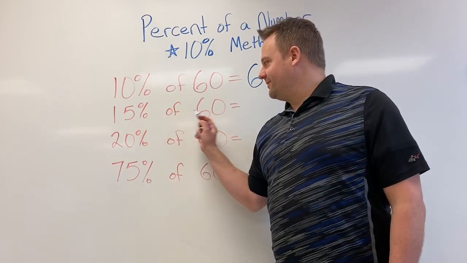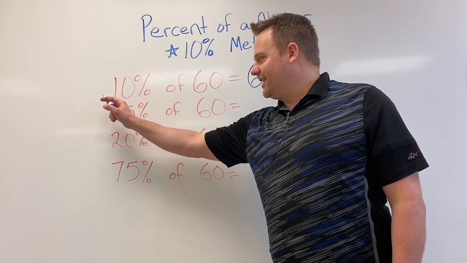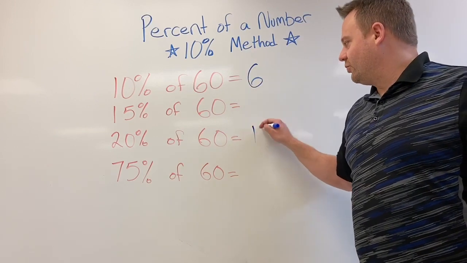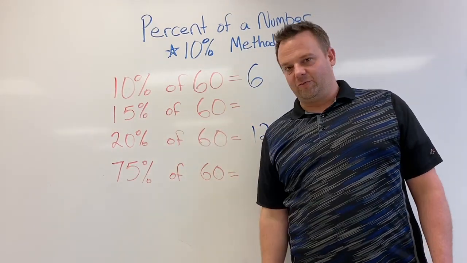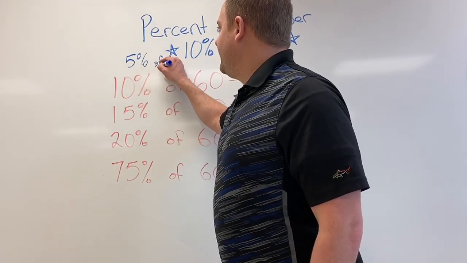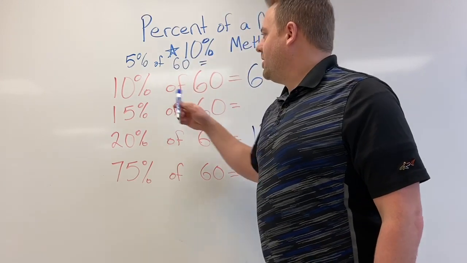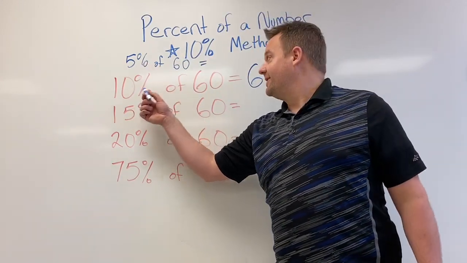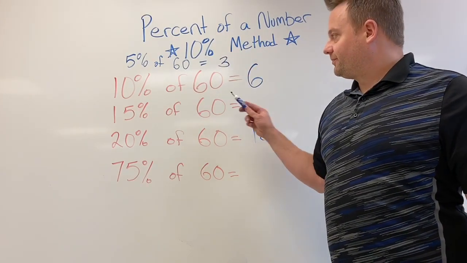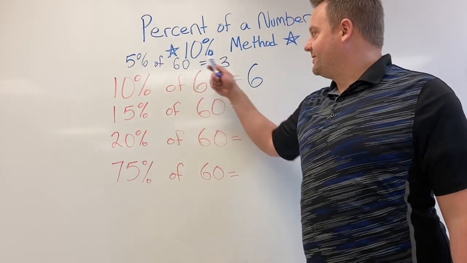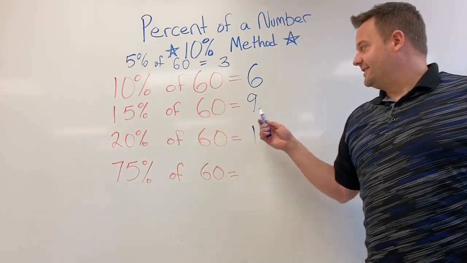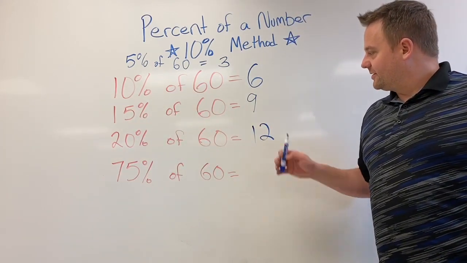Now 15% of 60. Well, I could do 20% of 60 by doing 10% times 2 is 20%, and 6 times 2 is 12. But what is 15% of 60? Well, did you guys do 5%? So 5% of 60 is equal to, well, 5% is half of 10%, and half of 6 is 3. So 10% of 60 is 6, and 5% of 60 is 3, and 3 plus 6 is 9. Therefore, 15% of 60 is 9. Looks like a little pattern there.